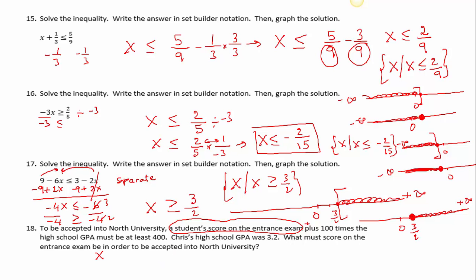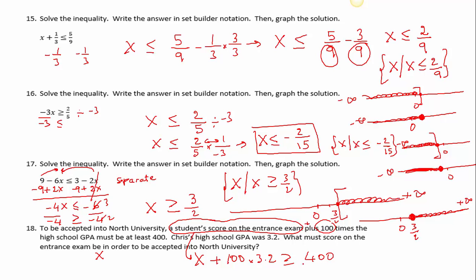So remember, student score X plus 100 times the GPA. What's the GPA? 3.2. At least means greater than or equal to 400. So to be accepted, he has to have his student score at the entrance exam, which we don't know in this case, it is X, plus 100 times the GPA. The GPA is 3.2, so 100 times 3.2 must be at least 400, greater than or equal to 400.